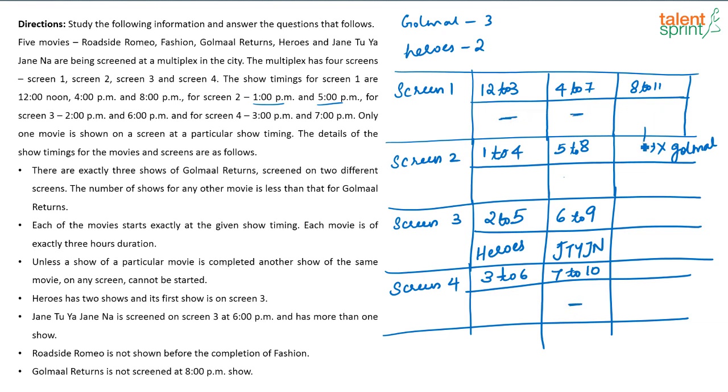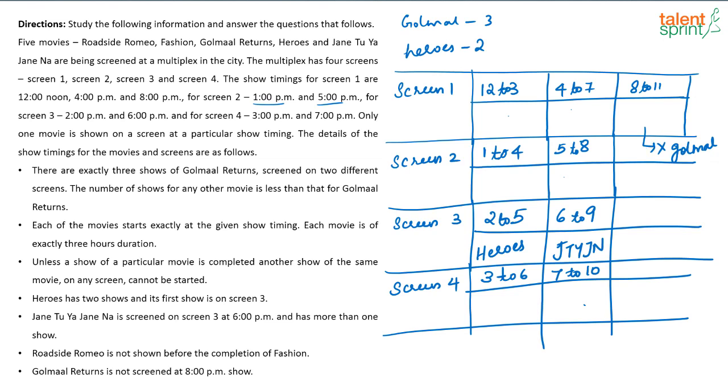It cannot come here in this slot, right? So, it has to come in 3 slots and the timings also should not overlap. Either it has to be here, here and here, or it can be 12 to 3 here and 3 to 6 here and 7 to 10 here. Anyway, we are not sure based on the given information, but what we know is Golmaal Returns cannot come here. Okay. Now, let us look at the next one.